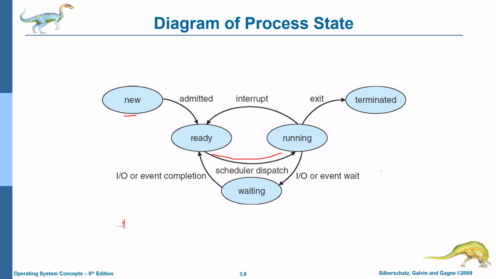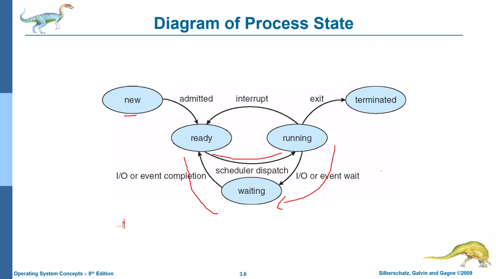Then running to waiting state. During running to waiting, an IO input-output operation or wait will happen. The process needs to wait for the IO operation to be completed. Then waiting to ready state. Once the IO event is completed, it moves from waiting to ready state.